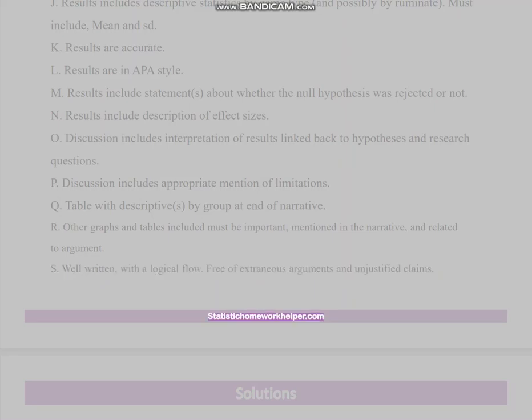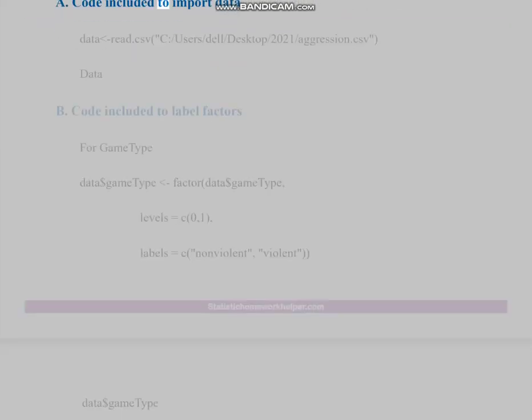A. Code included to import data: read.csv, c:/users/del/desktop/2021/aggression.csv, data. B. Code included to label factors for game type: data$gametype.factor, data$gametype, levels equals c(0, 1), labels equals c(nonviolent, violent).